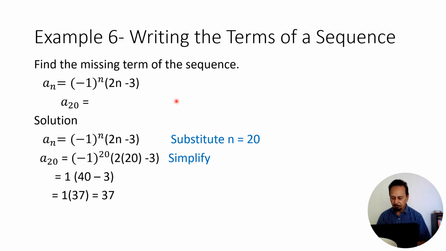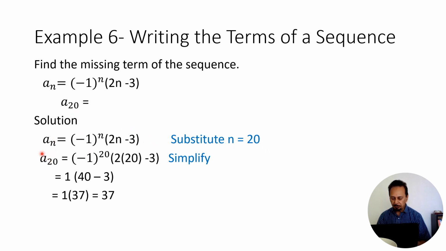So here is example 6. The formula is a sub n equals (-1) to the n times (2n minus 3). And we have to find the missing term, a sub 20. So we write the formula and put n equals 20.